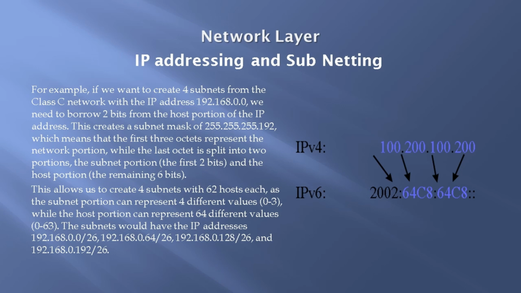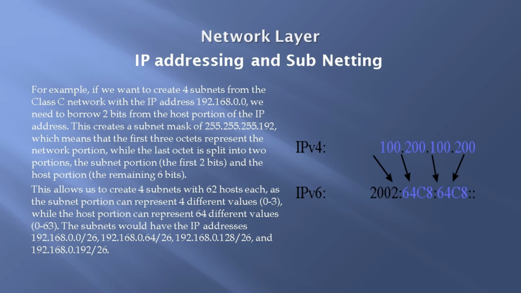For example, if we want to create 4 subnets from the Class C network with the IP address 192.168.0.0, we need to borrow 2 bits from the host portion of the IP address. This creates a subnet mask of 255.255.255.192, which means that the first 3 octets represent the network portion, while the last octet is split into 2 portions, the subnet portion the first 2 bits and the host portion the remaining 6 bits.